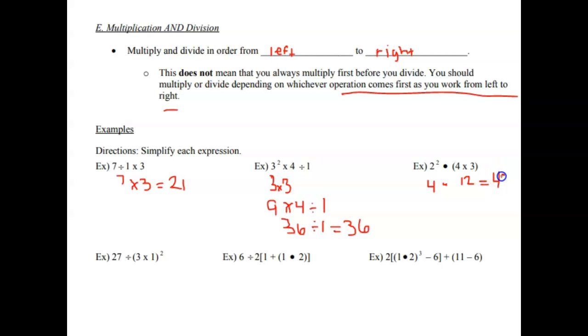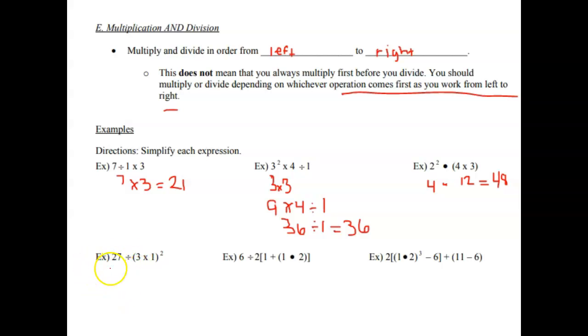I'm going to pause the video and I want you all to work. Still remember your PEMDAS, but when it comes down to multiplication and division, make sure you work from left to right. All right, take a minute and do that. Okay, let's see how you did.